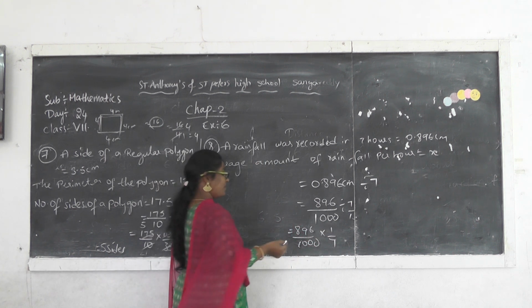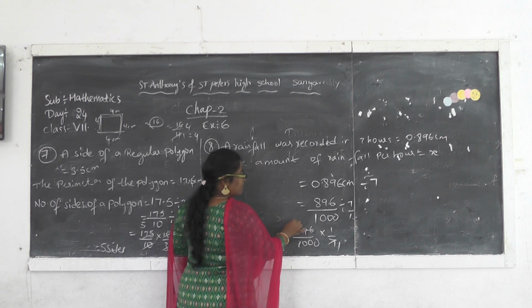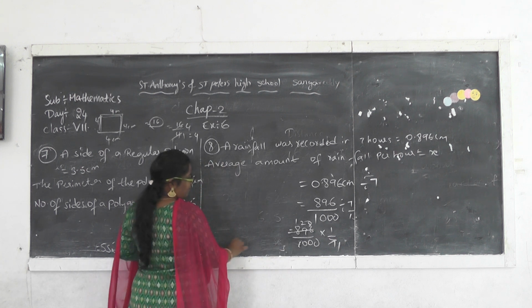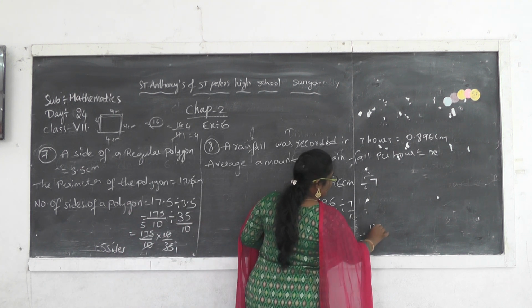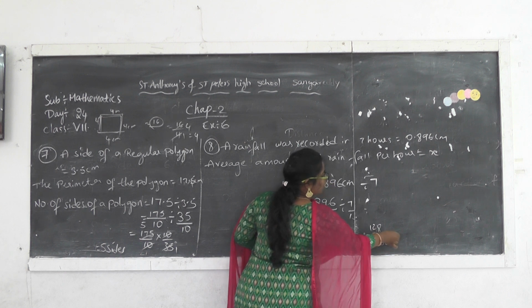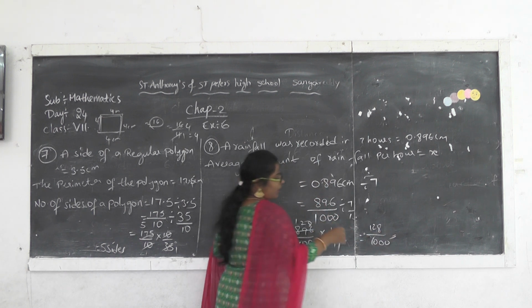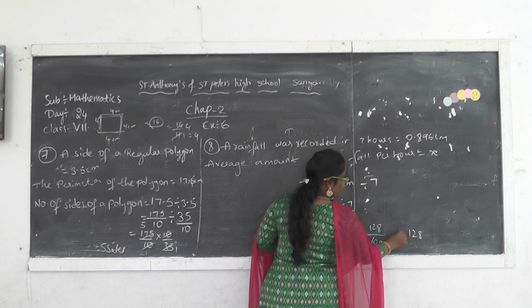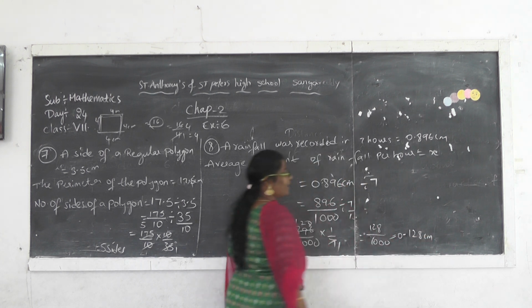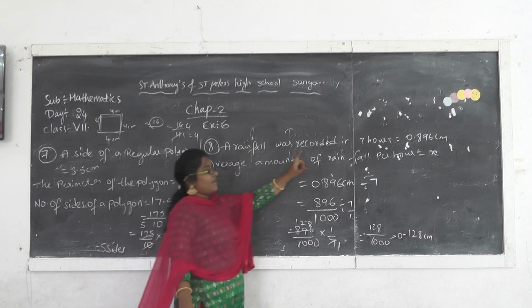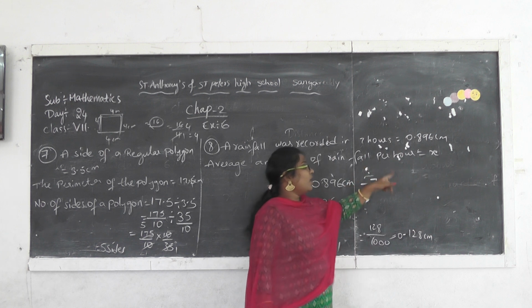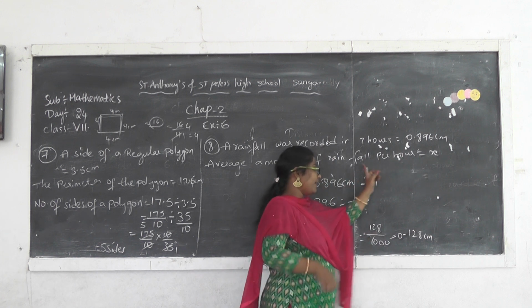Okay, now we have to do the division. 7 ones are 7, 7 twos are 14, 7 eights are 56. It is nothing but 128 by 1000. There are 3 zeros, so after 3 digits we keep the point: 128, 1, 2, 3. It is nothing but 0.128 centimeters. Per 7 hours the rainfall recorded is 0.896 centimeters. Per 1 hour, how much rainfall was recorded?